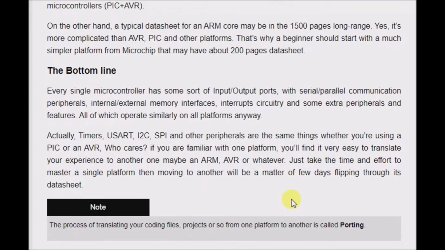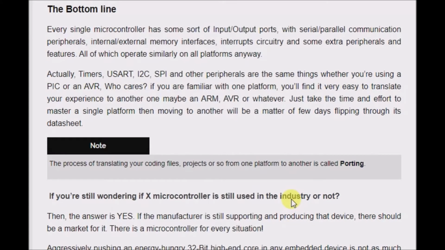The bottom line: every single microcontroller has some sort of input-output ports with serial and parallel communication, peripherals, internal and external memory, interfaces, interrupt circuitry, and some extra peripherals and features, all of which operate similarly on all platforms anyway. Actually, timers, USART, I2C, SPI, and other peripherals are the same things whether you're using a PIC or AVR. If you are familiar with one platform, you'll find it easy to translate your experience to another one, maybe an ARM, AVR, or whatever. Just take the time and effort to master a single platform, then moving to another will be a matter of a few days flipping through its datasheet.